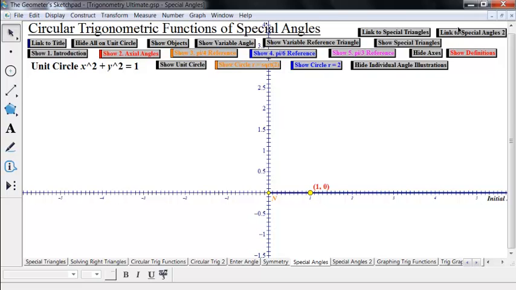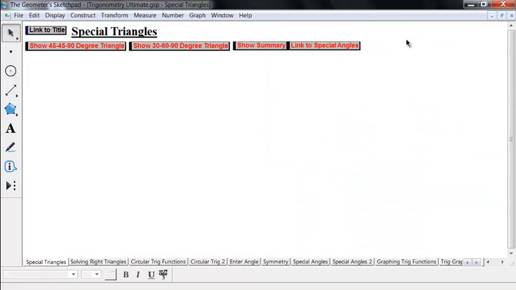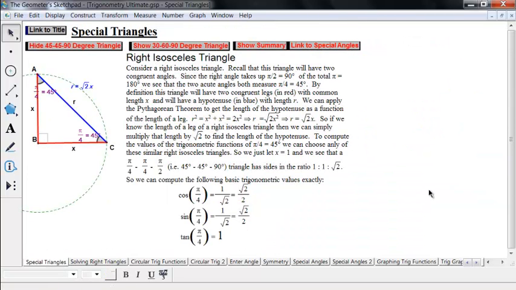Now, what we're going to be doing in this video and the next 2 or 3 is looking at some special triangles. The special triangles that we have, with the same scale that we have here, are these specific triangles here. If you click on this link that says Link to Special Triangles, it goes back and shows how we derive those special triangles by looking first at a right isosceles triangle.